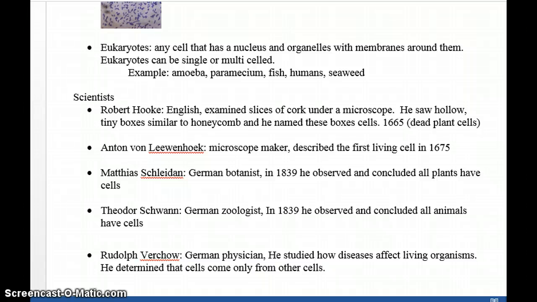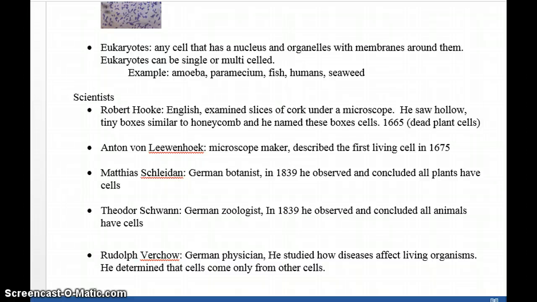Matthias Schleiden, he was a German botanist, and if you don't know botany, people look at plants. So it makes sense that in 1839 he observed and concluded all plants have cells. Think of a flower, Matthias Schleiden, think of flower. Theodor Schwann was a German zoologist, and in 1839 he observed and concluded all animals have cells, which kind of makes sense because zoology people are studying animals. So an easy way to remember that is Schwann, swan. Swan is an animal.